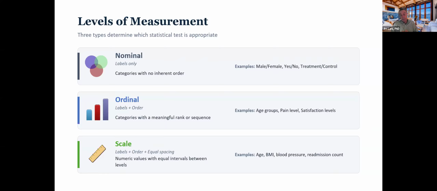Be careful with pain level and satisfaction levels, okay? What that means is that the range from no pain to a little pain may be a different range than from a little pain to a lot of pain.